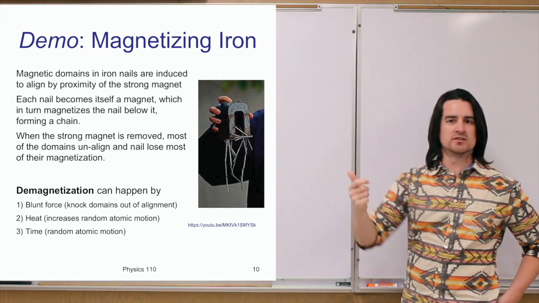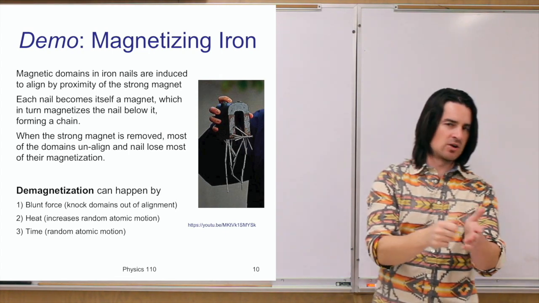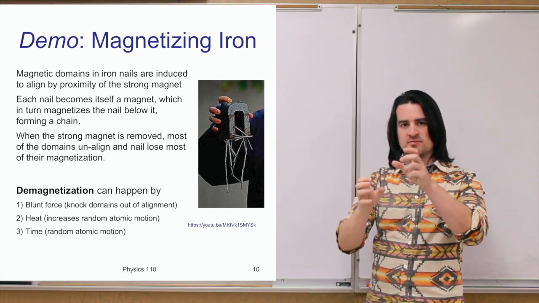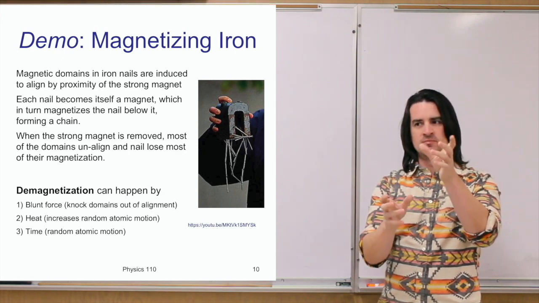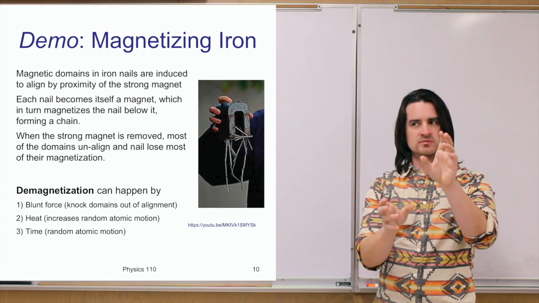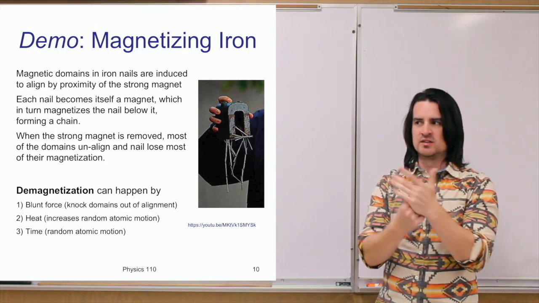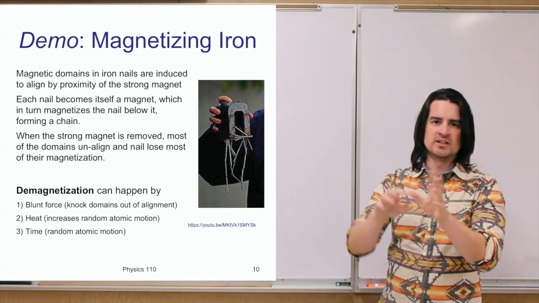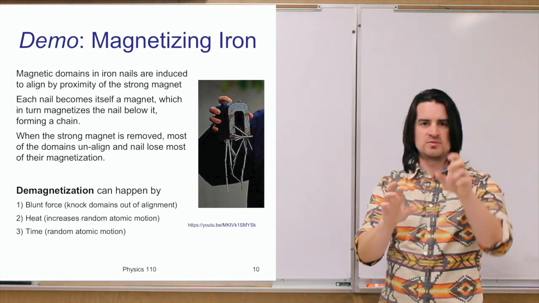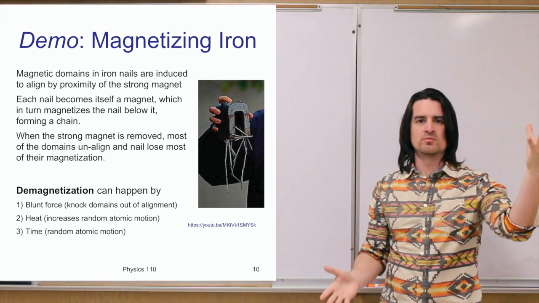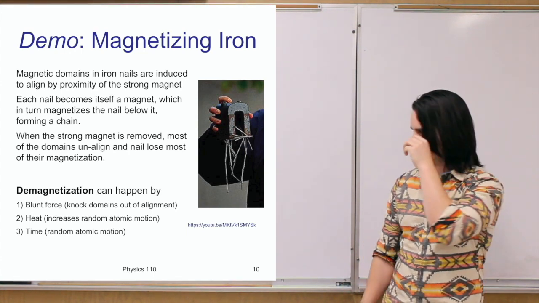If you hit the material, start knocking a bar magnet, then what you're doing is jiggling all these magnetic domains, and all that force is going to start disaligning these magnetic domains again. So if you hit it very hard or hit it enough, then eventually those magnetic domains are going to be unaligned enough again. They're all going to be in random directions, and you no longer have an overall magnetic field.